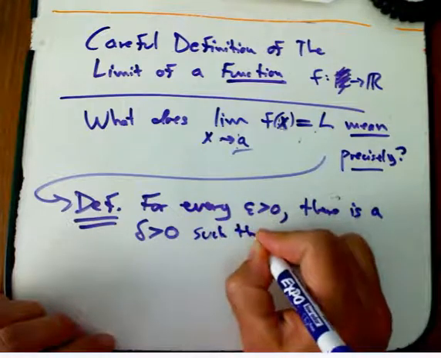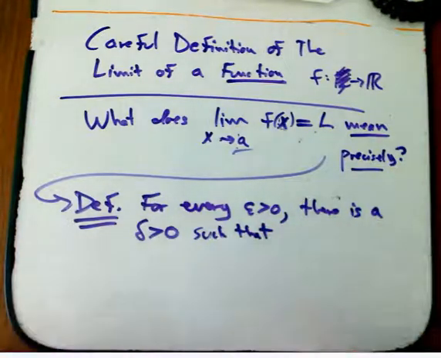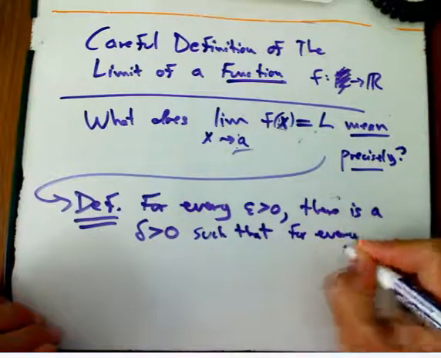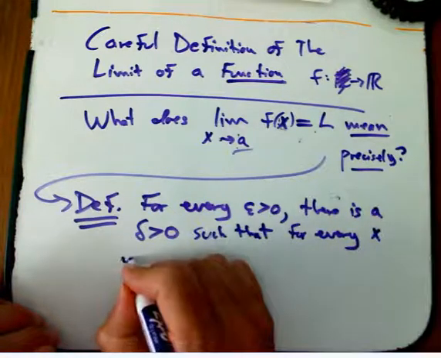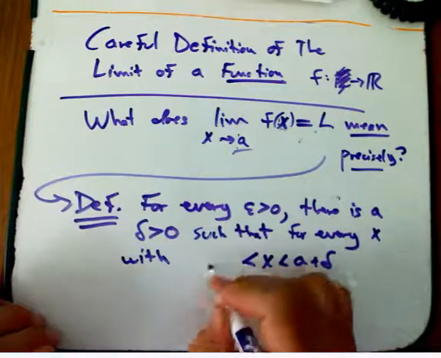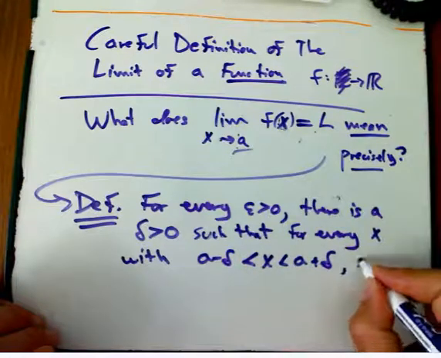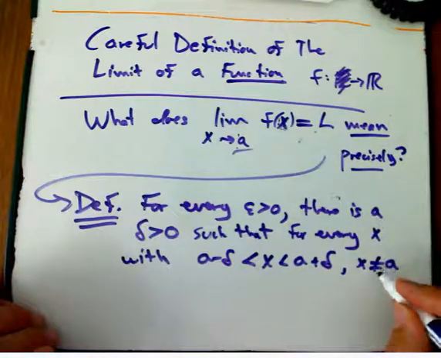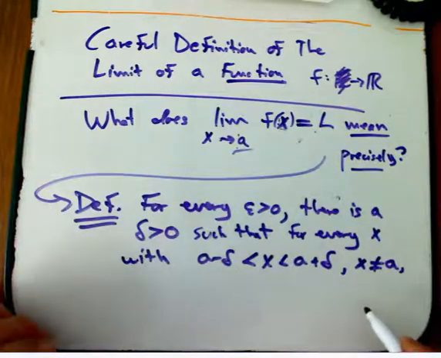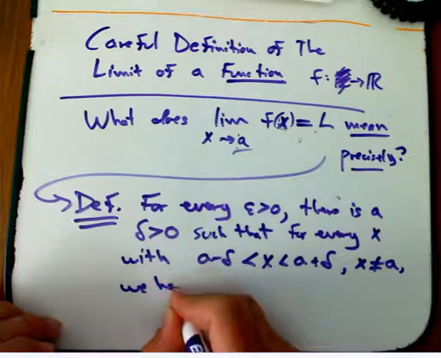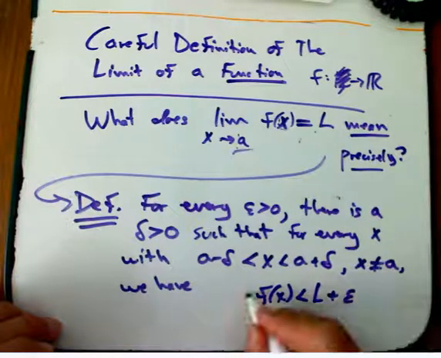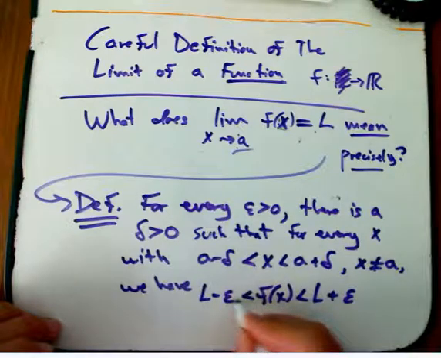such that, okay. Now, the whole point is that this is all about x's and f of x's, such that for every, one more quantifier, it's a 3 quantifier definition, for every x with x in between a plus delta and a minus delta, and where you don't worry about what happens right at a, largely because the interesting examples just wouldn't work there, okay, we have the output is within the desired tolerance of the limit.